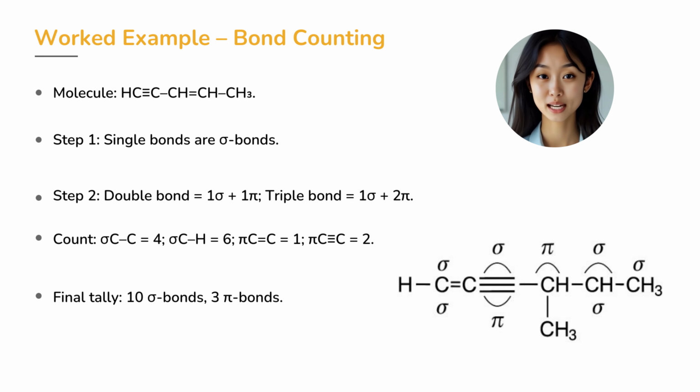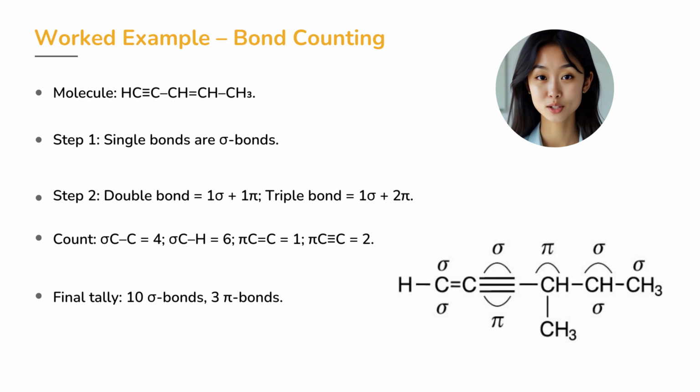Let's solve one together. Consider the molecule written as HC≡C-CH=CH3. Step 1. Every single bond is a sigma bond. Step 2. A double bond counts as 1 sigma plus 1 pi. Step 3. A triple bond counts as 1 sigma plus 2 pi. Now, in this molecule, carbon to carbon sigma bonds are 4. Carbon to hydrogen sigma bonds are 6.